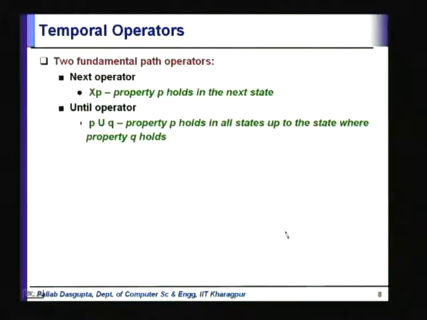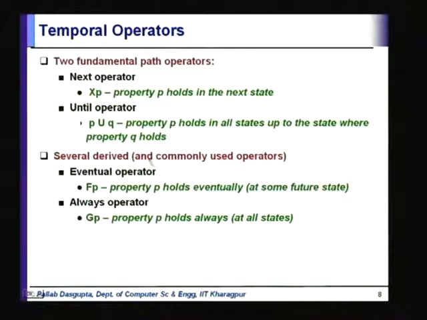With that definition of a path, the prefix and the suffix, we now take a look at the temporal operators. There are two fundamental path operators. One is the next operator, and we will use the operator X to denote the next. Then we have the until operator, denoted by the symbol U for until, which says that property p holds in all states up to the state where property q holds. So, p will continue to hold until we reach a state where q holds. These are the two fundamental operators, one is the next and the other is the until.